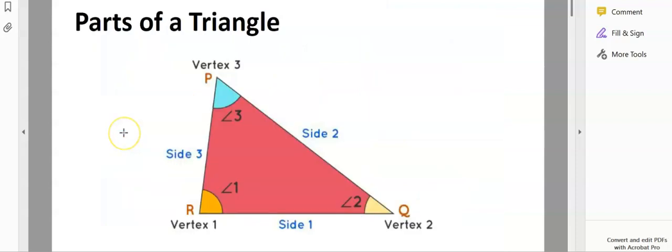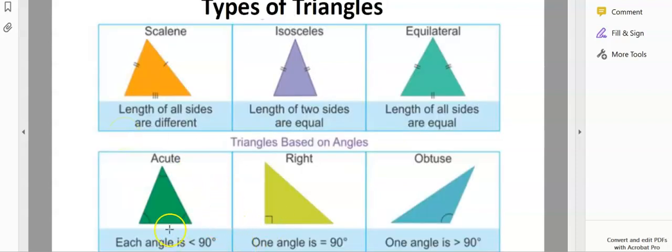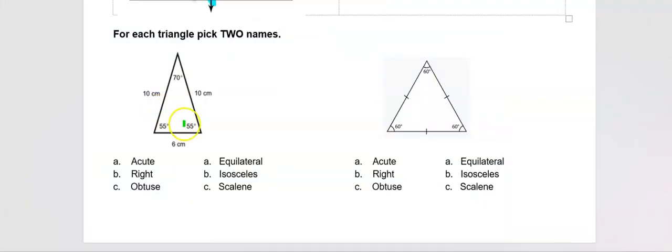Now, when it comes to the angle, it's acute. It means all the angles are less than 90 degrees. When there's a right angle, we know at least one of the angles is 90. And obtuse means one angle is greater than 90 degrees. So let's go ahead and take a look. So if you look, all of these sides are different. So we know this is scalene. Now we look inside here at the angles. We know all of them are less than 90 degrees. So we have acute scalene.